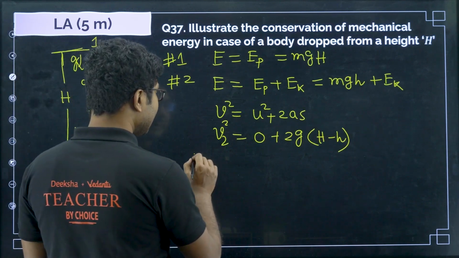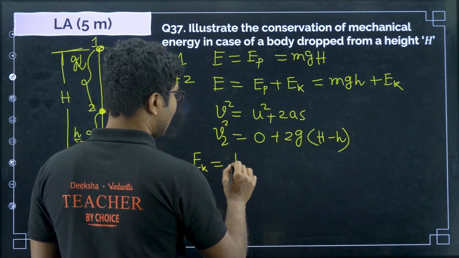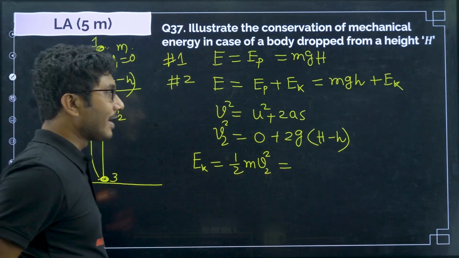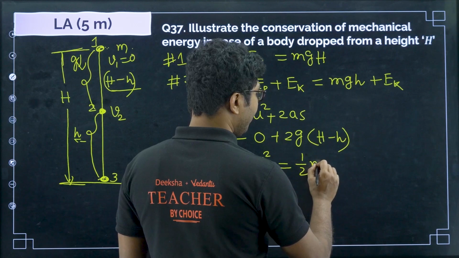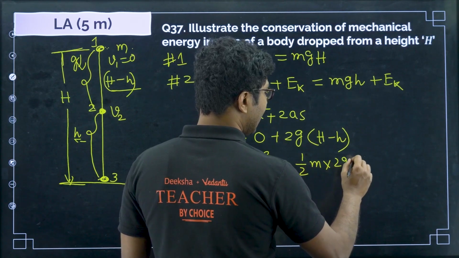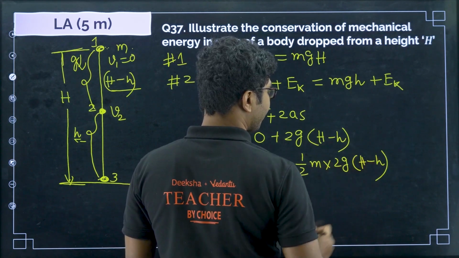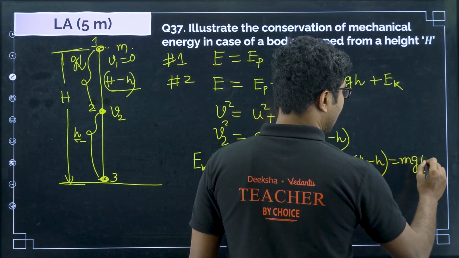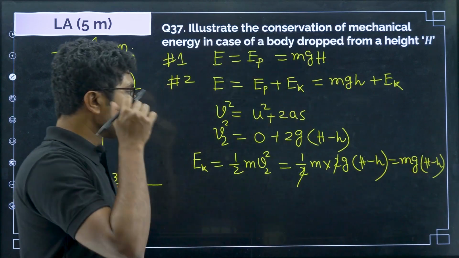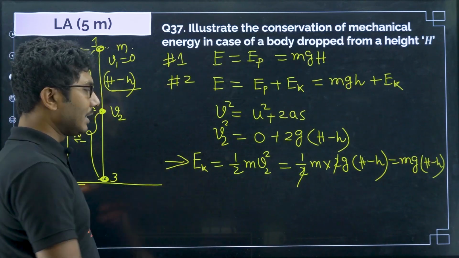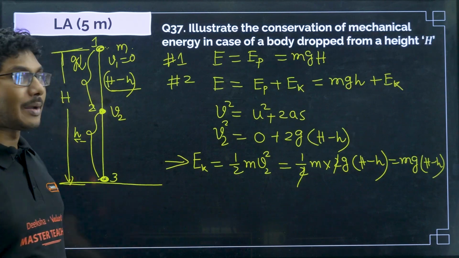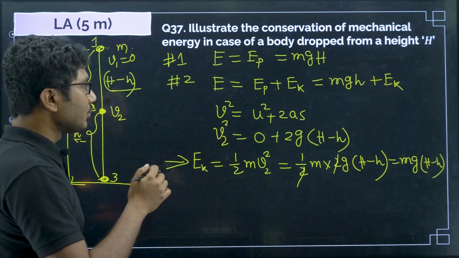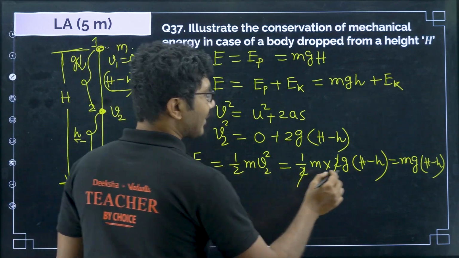Now what is the kinetic energy? The kinetic energy formula is simple, that is half m v square. So let's put that value here, half m into 2g(H minus h). So the 2 cancels, and you get mg(H minus h). So the only step that you have to do is to calculate this. The same logic you can apply for the third position also, and you will get the same answer. So the kinetic energy you have calculated is this much.